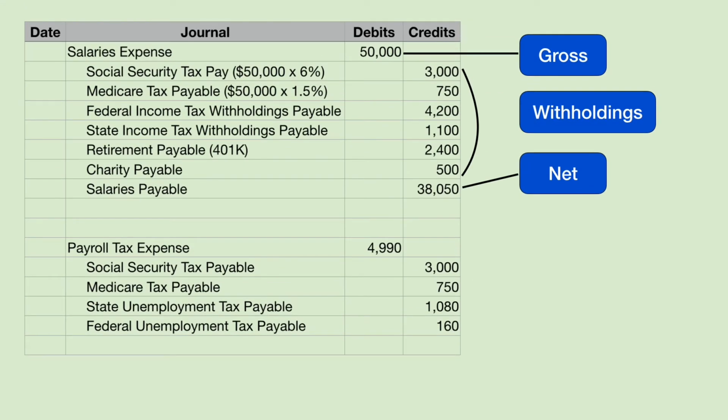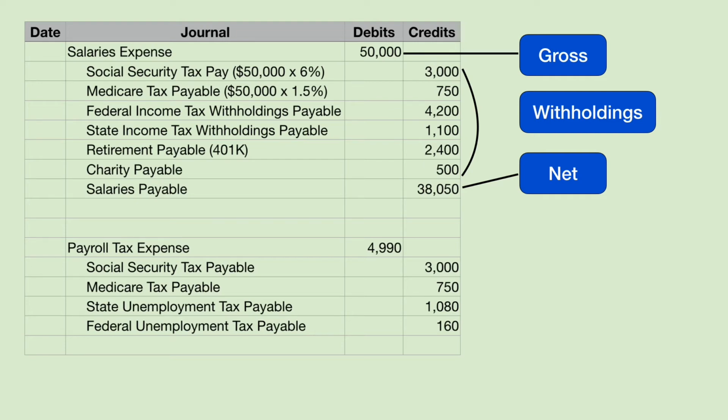We debit salaries expense for the gross amount that was earned by the employees, and we credit a bunch of liability accounts because the employee earns it and that money is dispersed to lots of different places. If there's any money left, the employee gets it. We debit salaries expense for the gross, and whatever the employees get, that's called the net. Everything in between, we call those withholdings.